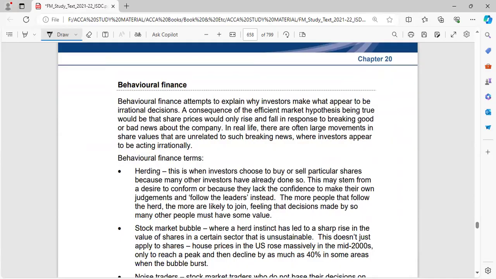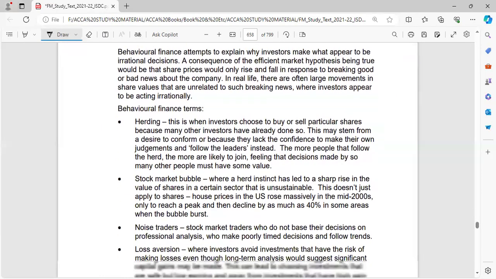Next one is called behavioral finance. Behavioral finance means a few people are basically emotional or sentimental and they cannot make decisions on the basis of rationality. They make decisions on the basis of the market or on the basis of others' responses. Basically, their decisions are called irrational decisions. Behavioral finance is based on a few elements.